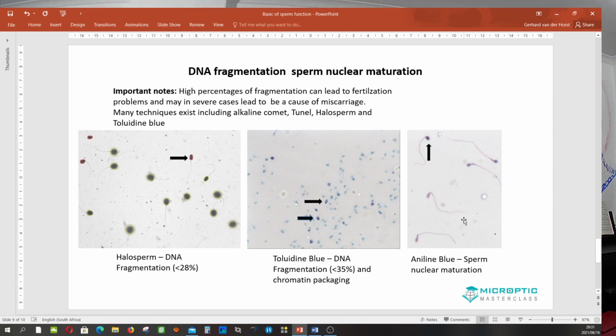And just the final test here, which is not fragmentation, but deals with nuclear maturity. In that one, there are no protamines yet, it's still histones, and it stains accordingly with aniline.